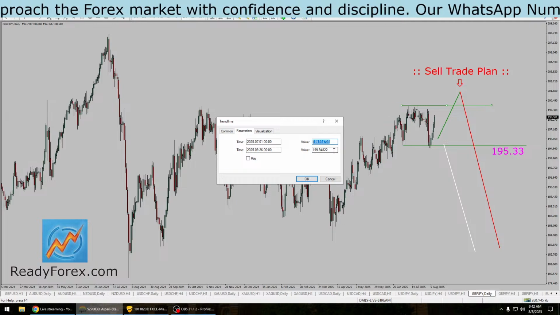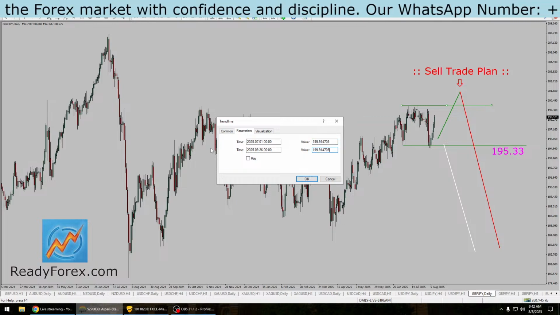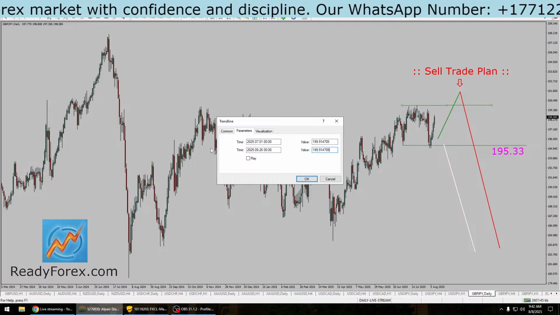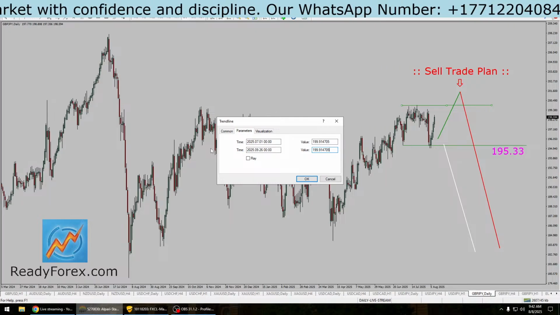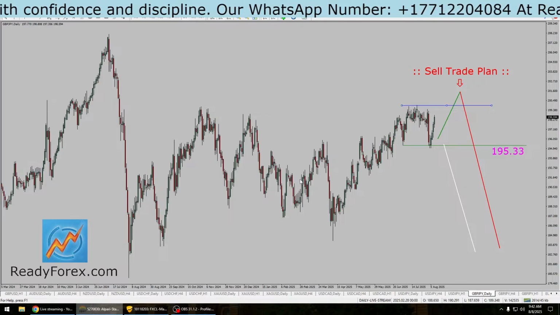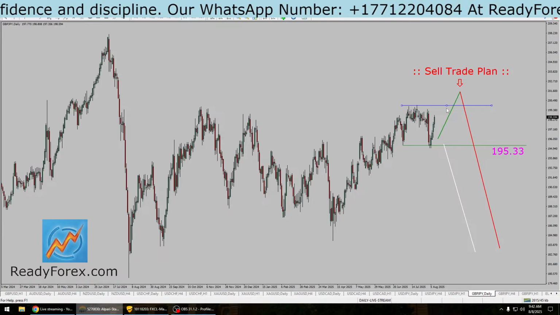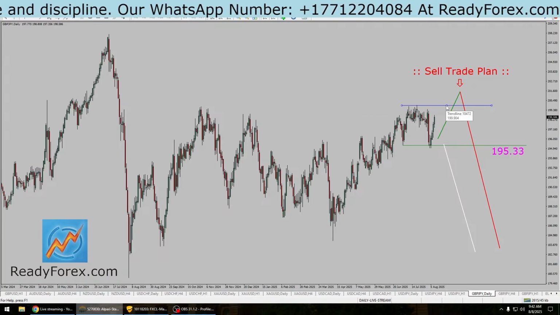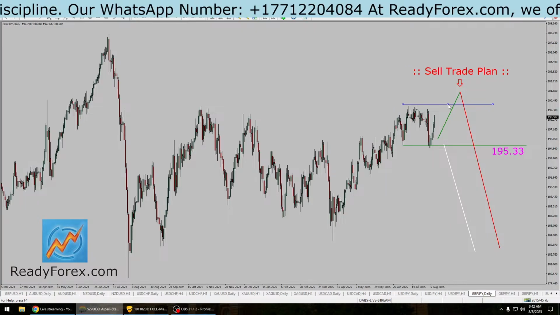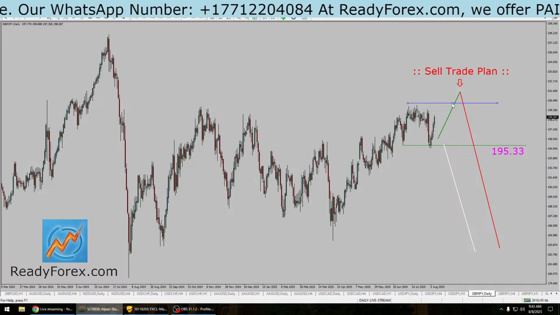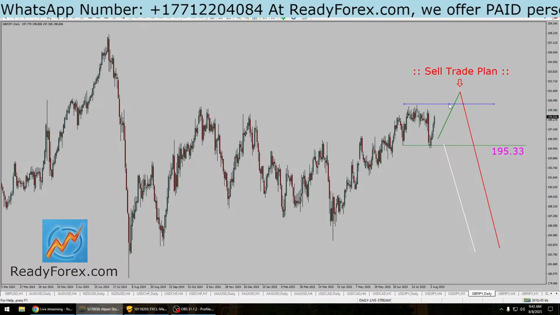So if GBPJPY is going up, also expect bullish price action in pound dollar currency pair as well. So it's not just the GBPJPY. There are other pairs going up as well, like the Euro Yen, which I discussed earlier.